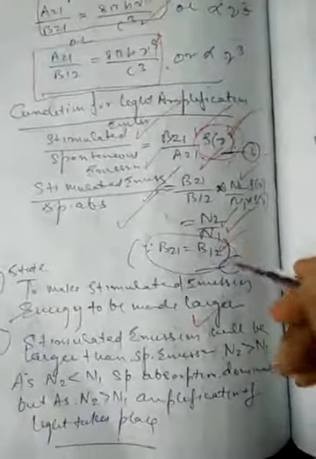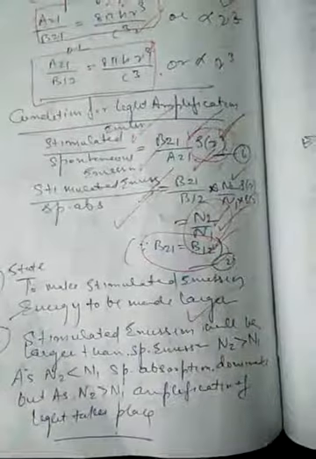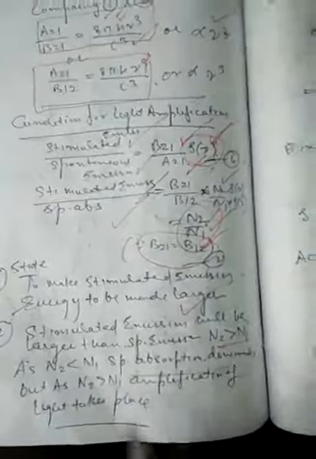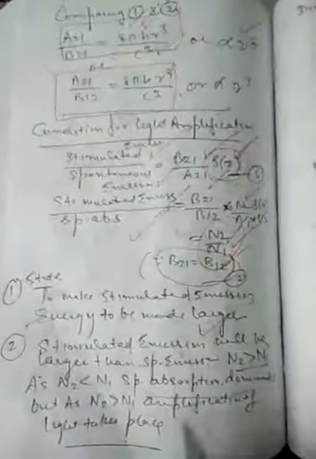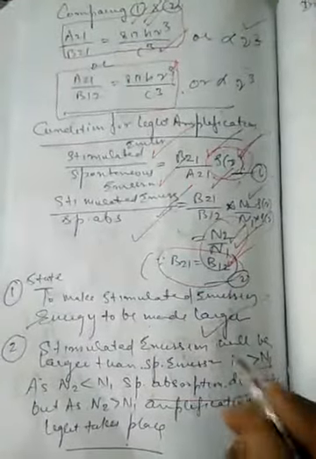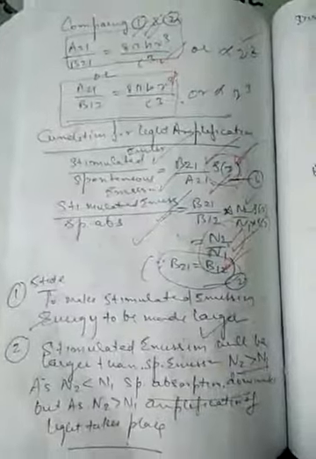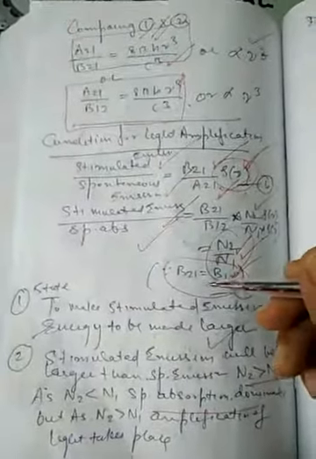For this process to take place, N2 by N1 should be much greater than 1. If N2 is less than N1, no stimulated emission will take place, or the dominance of stimulated emission will be less, so no proper laser action will take place. So N2 much greater than N1 means the number of atoms in the excited state is much greater than the number of atoms in the ground state. That process is called population inversion.